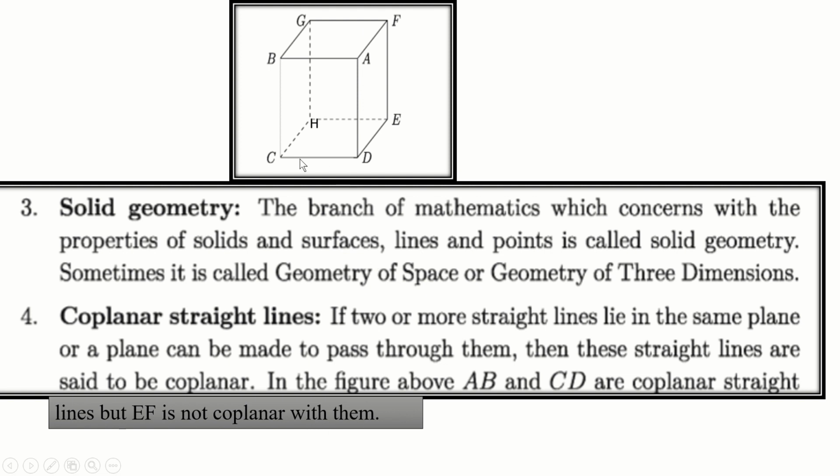Clear? Because AB and CD are 2 sides of the same plane ABCD. Okay, and EF is perpendicular to the plane CDEF, so this is not coplanar with AB or CD. Clear?